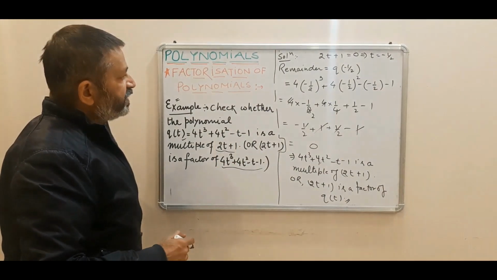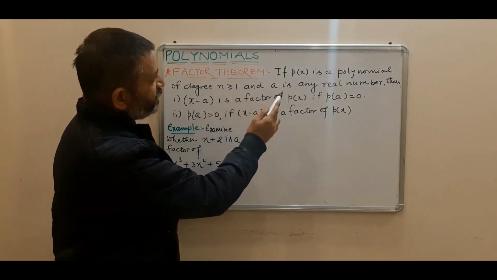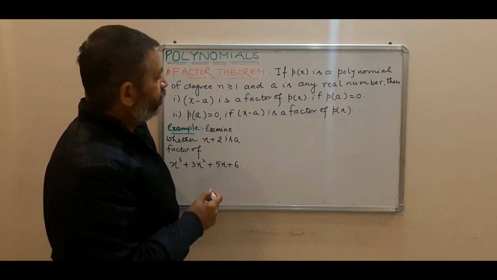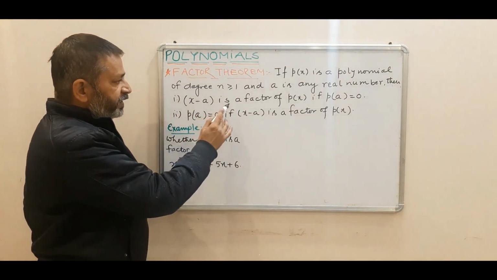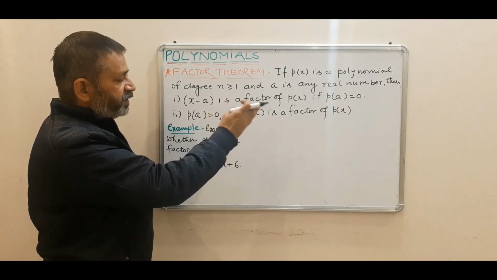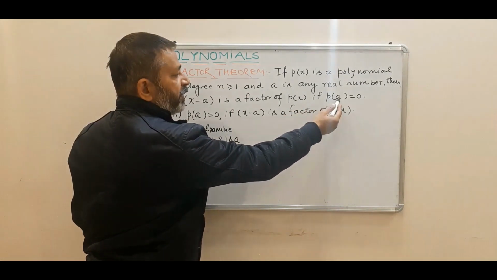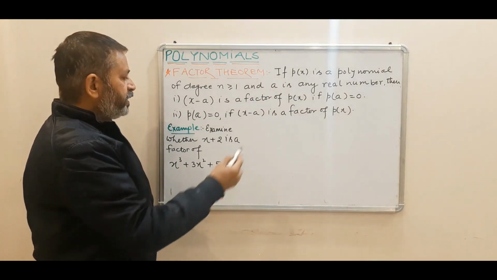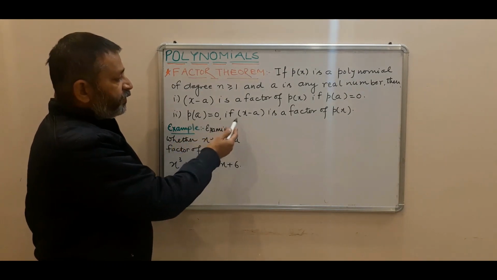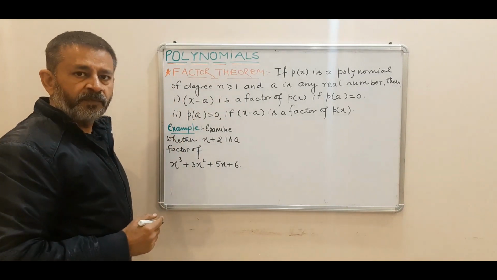Now we'll move towards the statement of factor theorem. The factor theorem states that if p(x) is a polynomial of degree n greater than or equal to 1 and a is any real number, then x - a is a factor of p(x) if p(a) = 0. This is the same statement that we have done in the previous example, in which we have showed that q at -1/2 is coming as 0, right? Or this statement can be written as p(a) = 0 if x - a is a factor of p(x). So in both ways we can check this factor theorem.